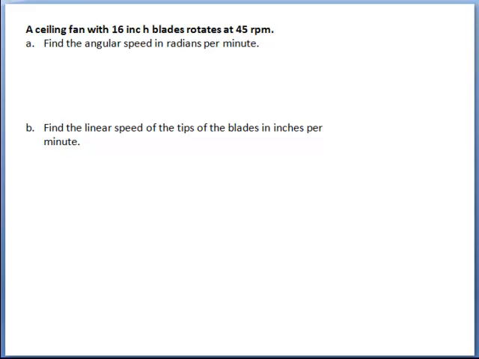Okay, so for example, if you have a question like this that says a ceiling fan with 16-inch blades rotates at 45 RPM. RPM represents revolutions per minute. So if we want to find the angular speed in radians per minute of that ceiling fan, what you need to do is take 45 revolutions per minute, and we basically want to convert revolutions per minute to radians per minute.